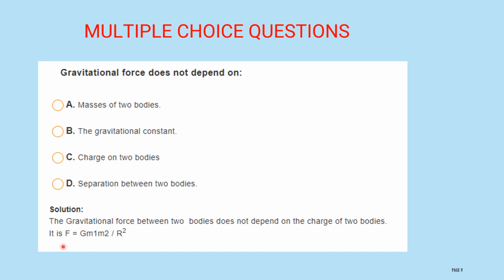According to the formula, F is equal to G M1 M2 divided by R square. Here the gravitational force depends upon the masses of the bodies, the gravitational constant, and the separation, otherwise the distance, between the two bodies. Therefore, the correct answer is option C, charge on two bodies. Gravitational force does not depend upon the charge on two bodies.